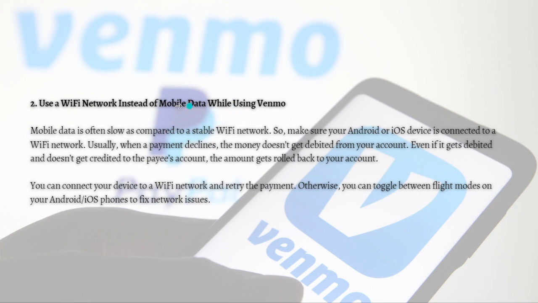data while using Venmo. So while mobile data is often slow as compared to the stable Wi-Fi network, so make sure your Android or iOS device is connected to a Wi-Fi network. So usually when a payment declines, the money doesn't get debited from your account. So even if it gets debited and doesn't get credited to the payee's account, the amount gets rolled back to your account. So you can connect your device to a Wi-Fi network and then retry the payment. Otherwise, you can toggle between flight modes on your Android or iOS phones to fix the network issues.